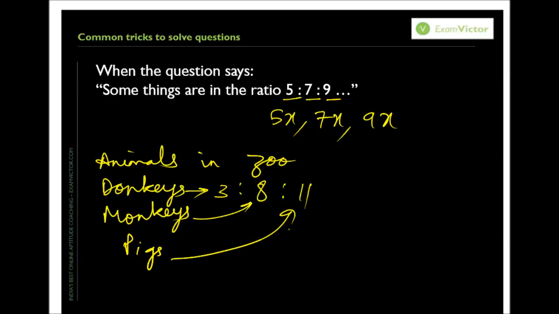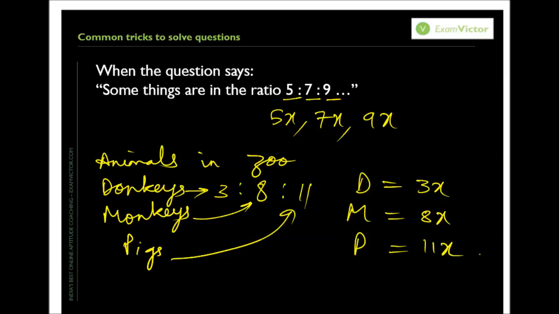Before you even read the next sentence of the question, you should already just put the values of donkeys equal to 3x, monkeys equal to 8x, pigs equal to 11x. Only then will you start solving the rest of the question. This works every time, very reliable. It's a good trick and it saves a lot of time when you're solving a question.